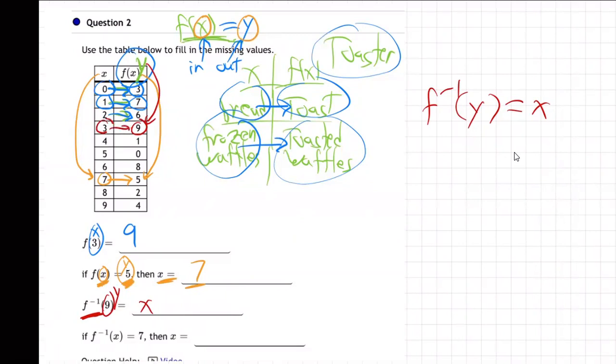3 leads to 9 for a regular function. Reverse, 9 goes back to 3. So 3 is the answer there. Do you see what I'm doing? I'm just identifying if they're handing me an x or a y, and then I'm going up to the table to find the other x or y that goes with that x or y.